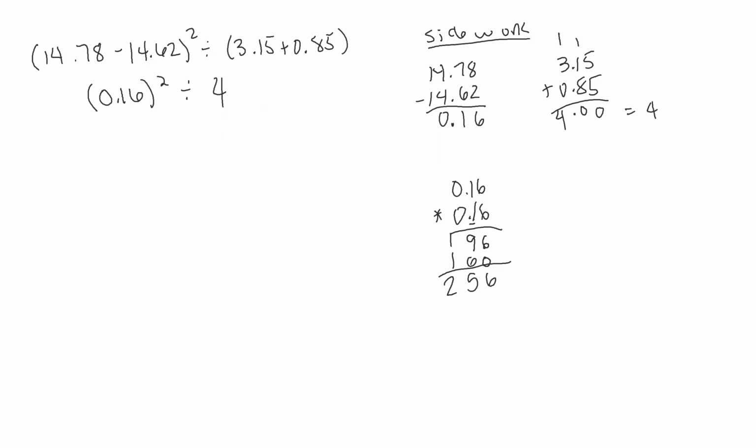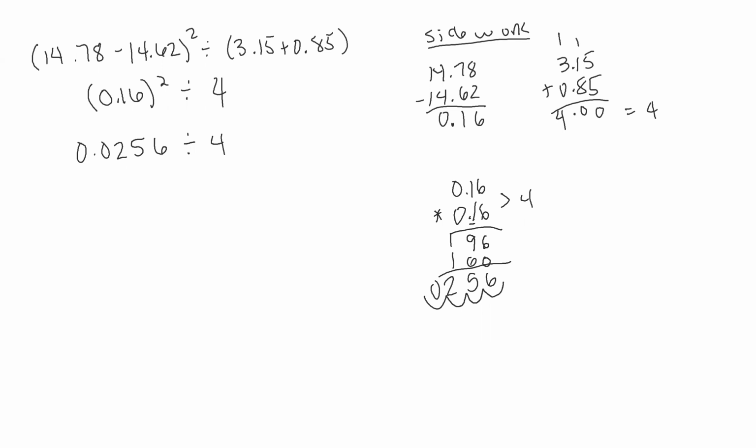So looking at my factors, I have 4 decimal places. So I need 4 decimal places in my product. So I move my decimal 1, 2, 3, 4. So what we end up with is 0.0256. Whoops, divided by 4. All right.